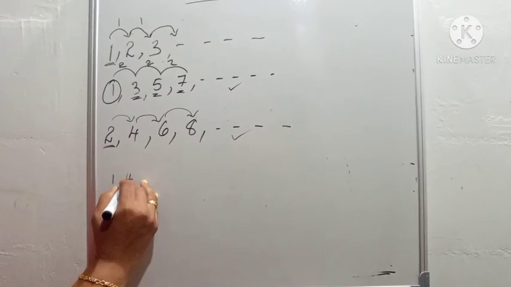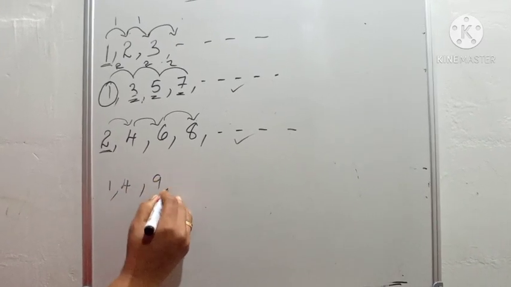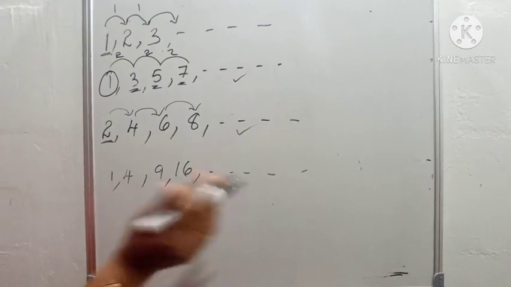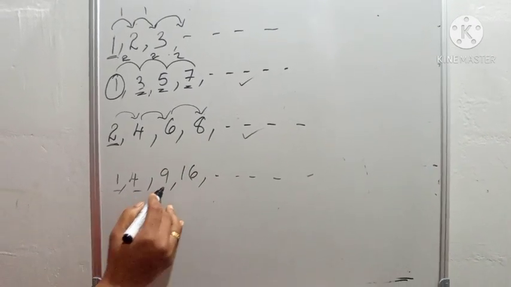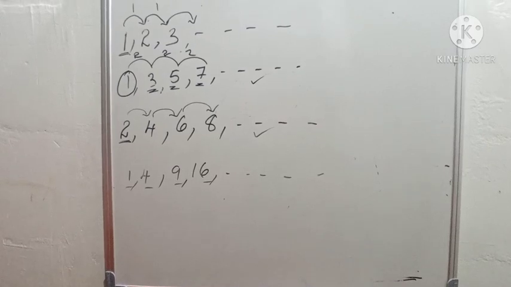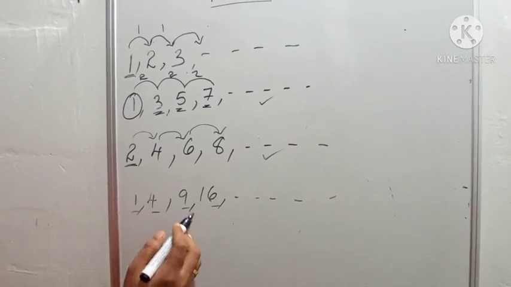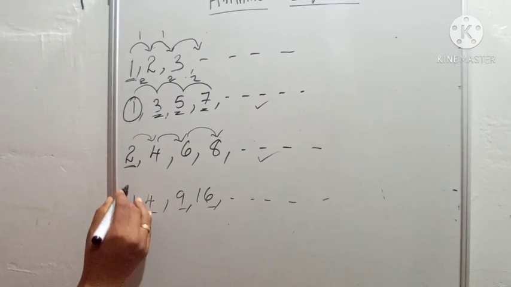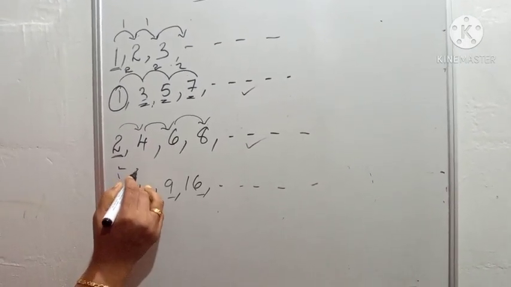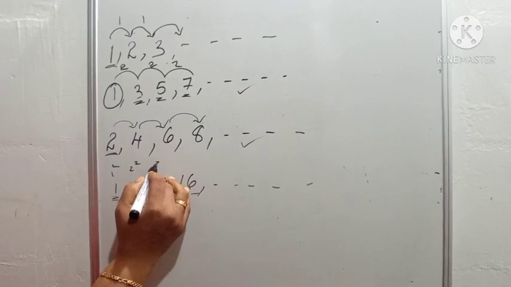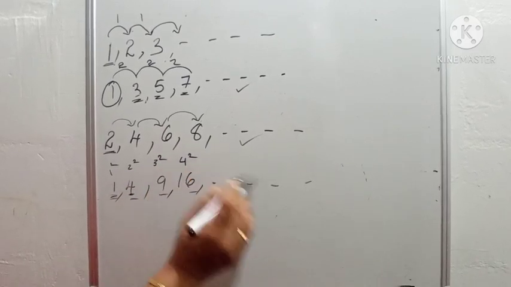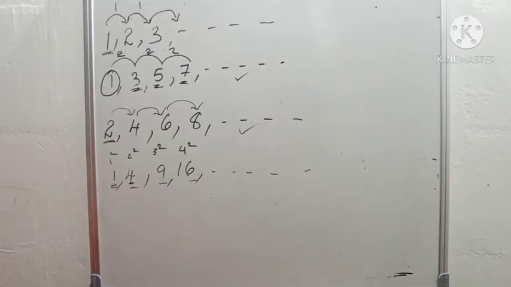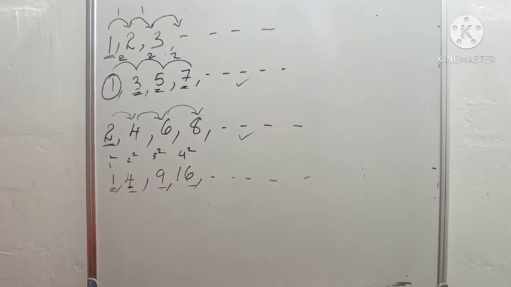Next, consider the sequence 1, 4, 9, 16, etc. What is special about these numbers? This is actually the sequence of squares of natural numbers. The 1 is 1 squared, 4 is 2 squared, 9 is 3 squared, 16 is 4 squared, and so on. This one is also a sequence. Is this an arithmetic sequence?